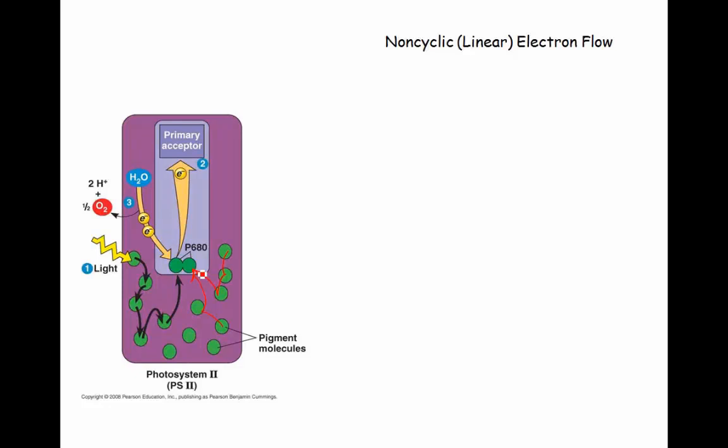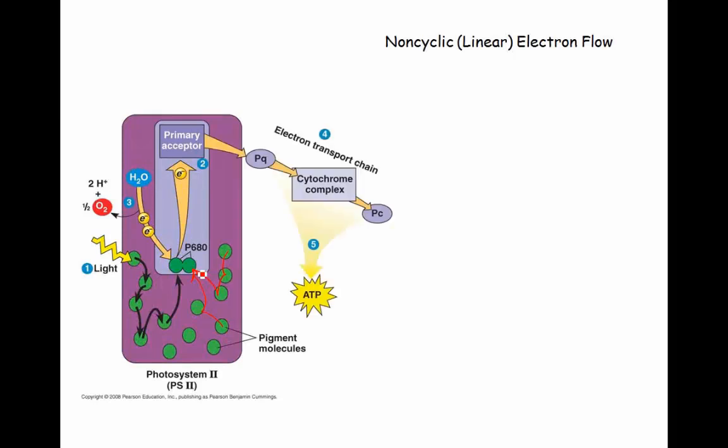Now if we go back to our electron, which is now at a very high energy state, that electron is going to be passed down an electron transport chain. That electron transport chain works essentially the same way the electron transport chain worked in respiration, meaning we're going to take the electron and pass it to another molecule, which will also be in the thylakoid membrane. And when that electron is passed to the next molecule, it will drop in energy. So energy will be released.